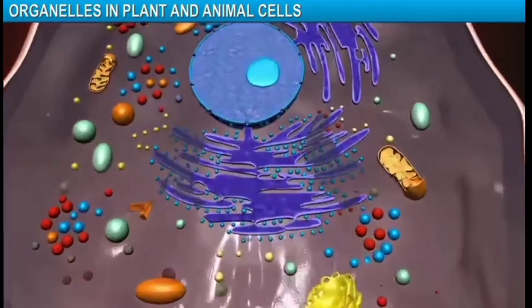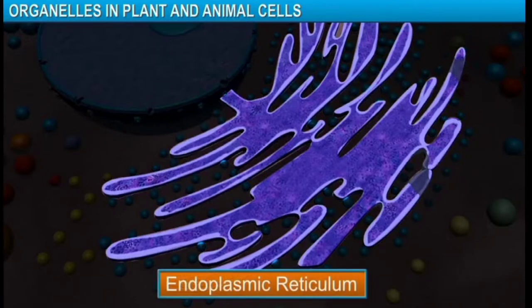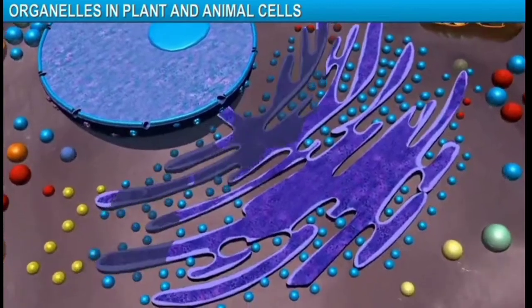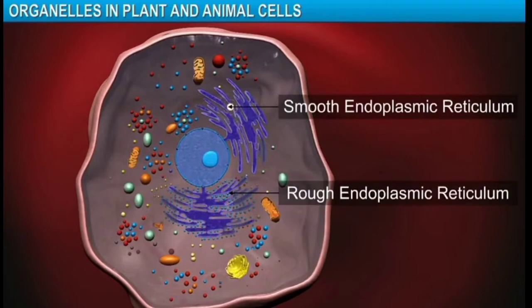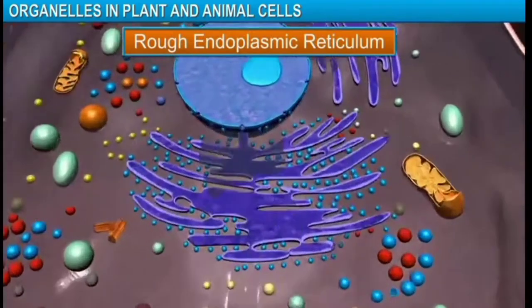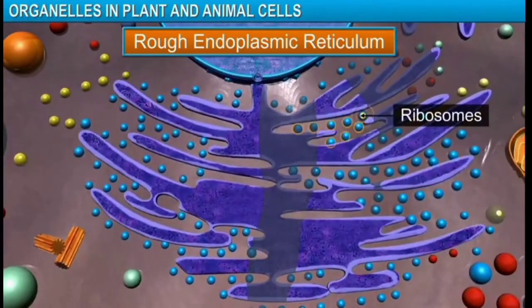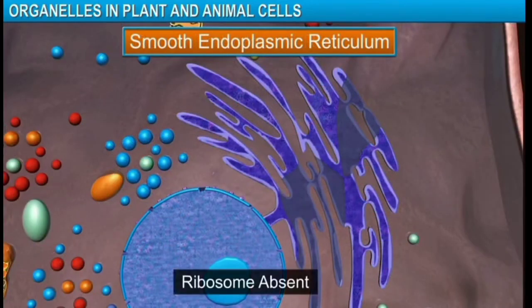This is the protein synthesizing site of the cell, called the endoplasmic reticulum. It is an irregular network of double tubular membrane, continuous with the nuclear membrane on the inside. There are two types of endoplasmic reticulum: rough and smooth. Rough endoplasmic reticulum has ribosomes present on it, while they are absent on smooth endoplasmic reticulum.